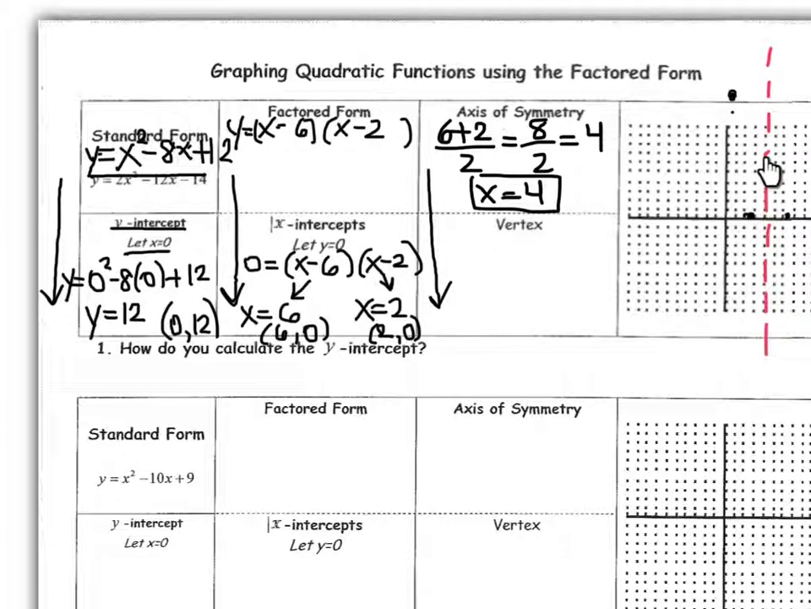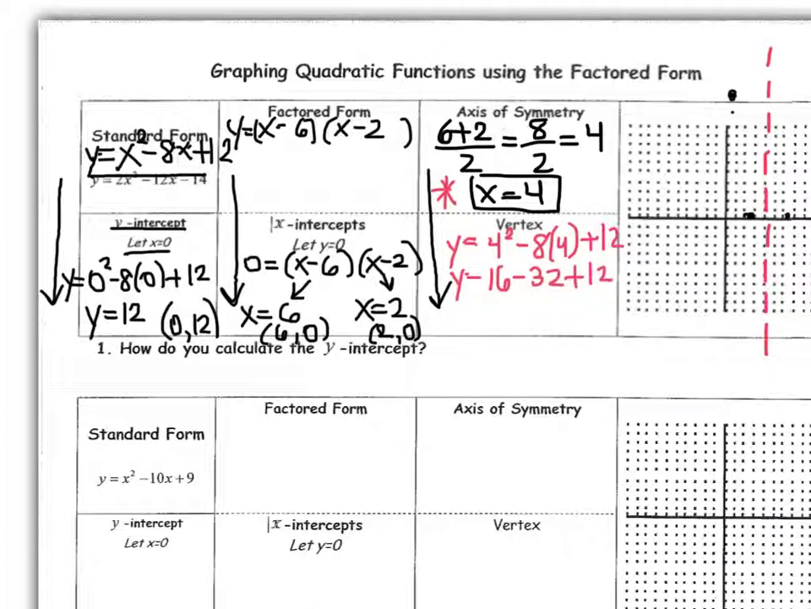Will the vertex be up here? Will the vertex be here? How do I find out exactly where the vertex is? Well, since we know x equals 4, we're going to take 4 and substitute it into the original equation. And that will tell us the y value when x is equal to 4. So I have 4 squared minus 8 times 4 plus 12. So we get 16 minus 32 plus 12.